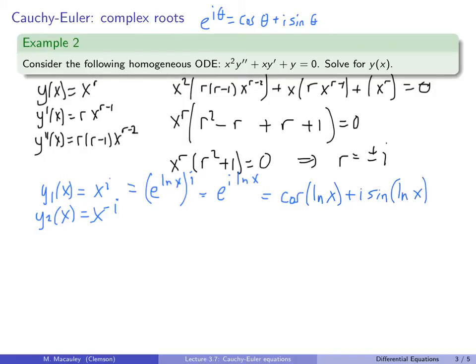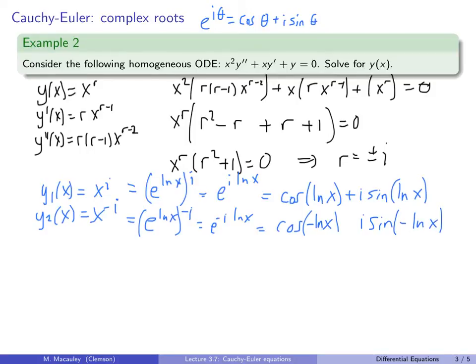And similarly, e to the negative i is e to the natural log of x, that's my x, to the negative i, which is e to the negative i natural log of x. So this is cosine of the negative natural log of x, plus i sine of the negative natural log of x.